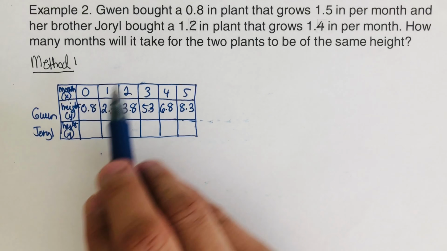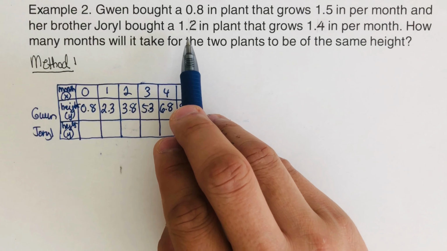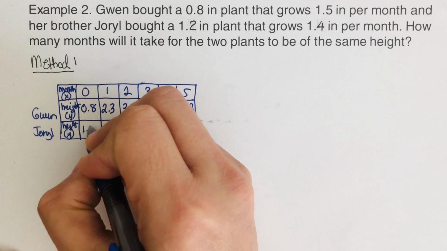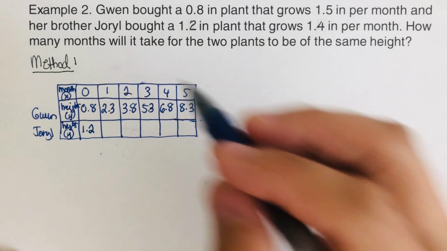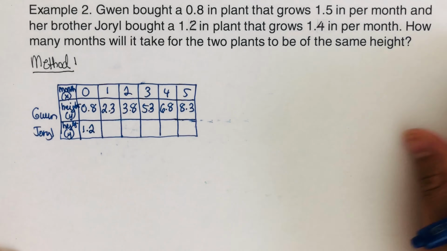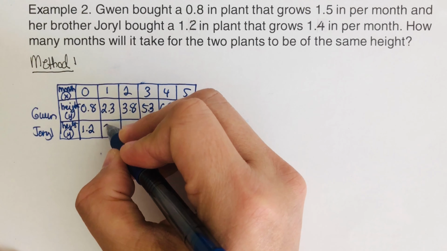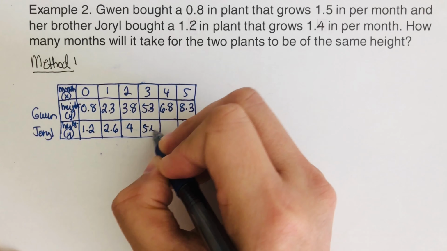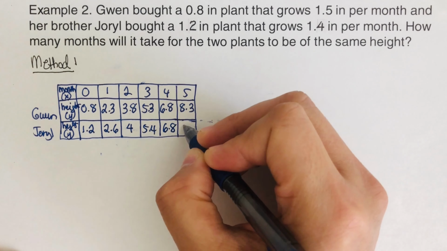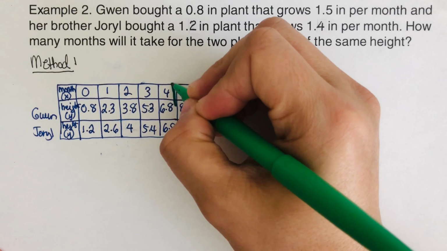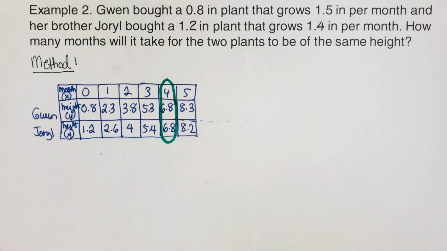And then for Joril, it says that he bought a 1.2 inch plant, so that's the initial 1.2, and then it's growing 1.4 per month, so we're adding 1.4 to each one of these. So then this would come out 2.6, and then this is 4, 5.4, 6.8, and 8.2. So as you can see here, these two plants will be of the same height on the 4th month.